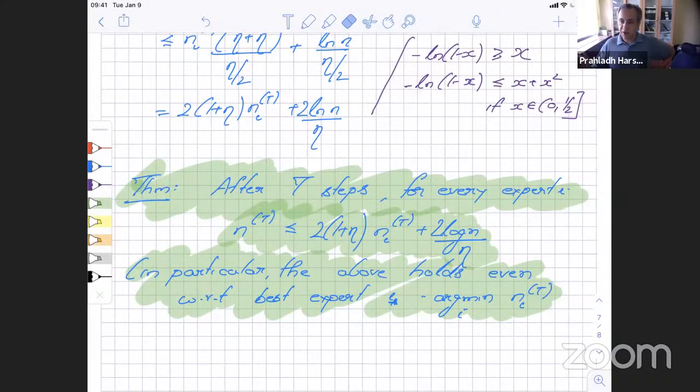We will address this later on. We will see that actually this is unavoidable. You will have to pay an additive loss. We'll come to that a few lectures from now. But for now, I want to focus more on the multiplicative loss. This says I can get the multiplicative loss to 2 into 1 plus eta.